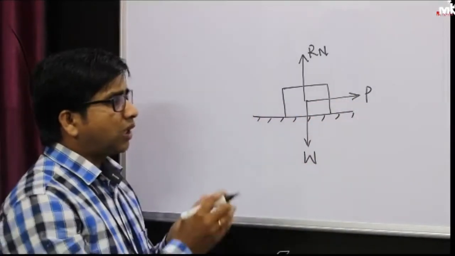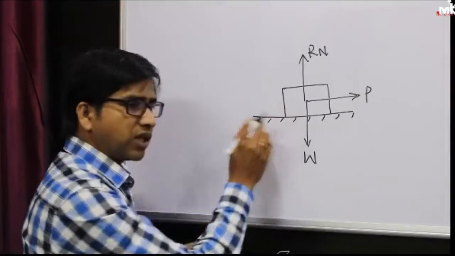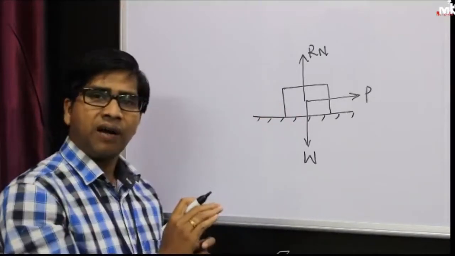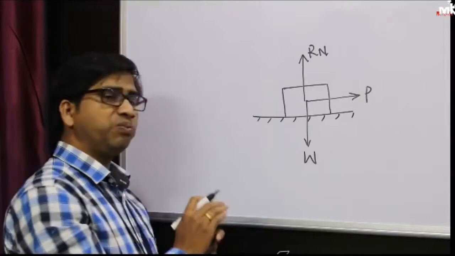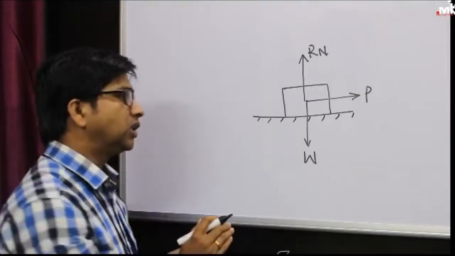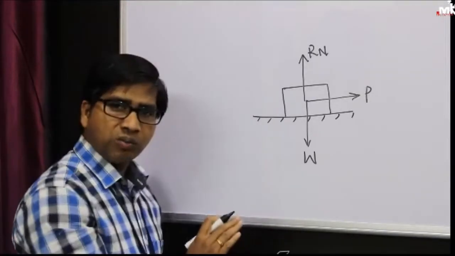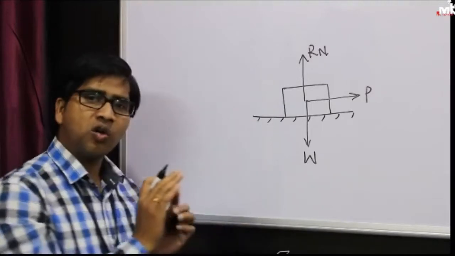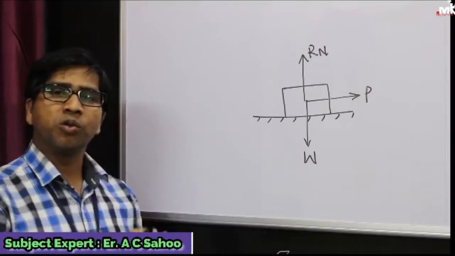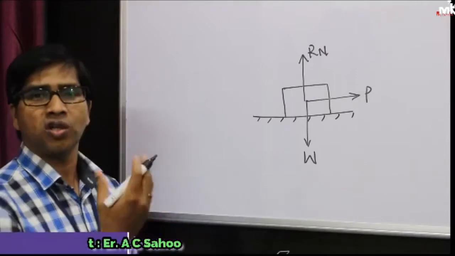We are considering the two surfaces to have roughness, so definitely some friction will be encountered. The friction always opposes the motion. Whatever the direction of motion, friction is just opposite.